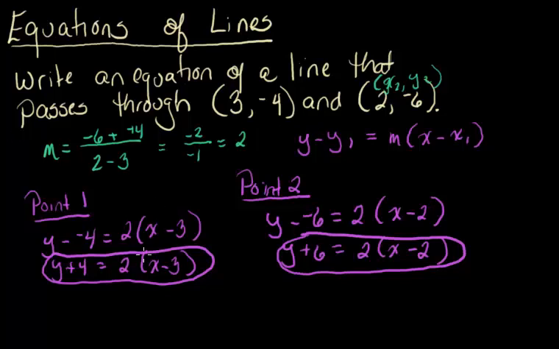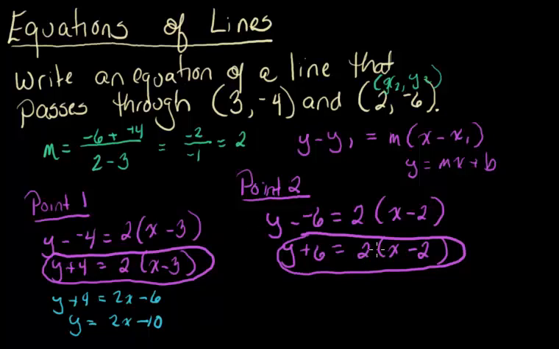So now we are going to convert this into slope-intercept form. Remember, slope-intercept is y equals mx plus b. I'm going to put this in a different color. We're going to use our distributive property: 2 times x minus 3 gives y plus 4 equals 2x minus 6. Then we subtract 4 on both sides, and we get y equals 2x minus 10.